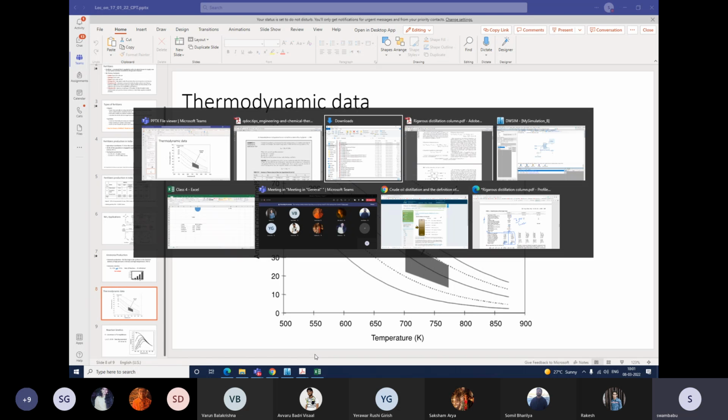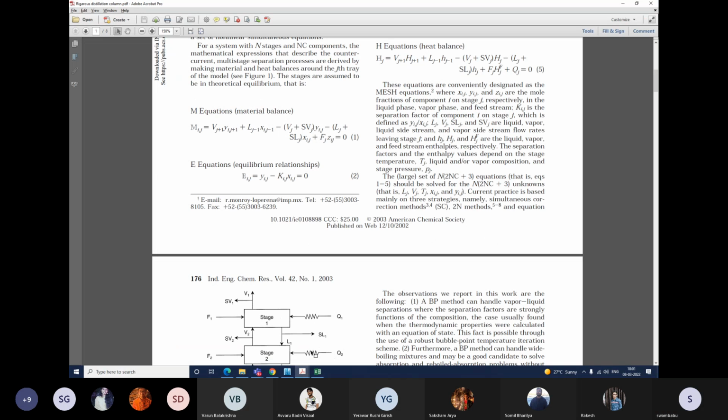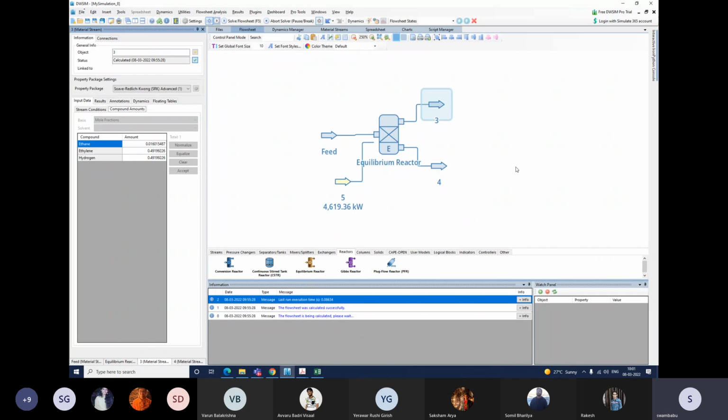In Aspen, for this whole diagram, we can give the range of pressures, range of temperatures, everything, and we can do it. But in DWSIM, we don't have that facility. When I teach Aspen, I will show you how to get this graph in a few clicks. So that's all about the equilibrium reactor. Next class, we will see the conversion reactor, CSTR and plug flow reactor, and we'll move on. So next week, we will talk about reactors.